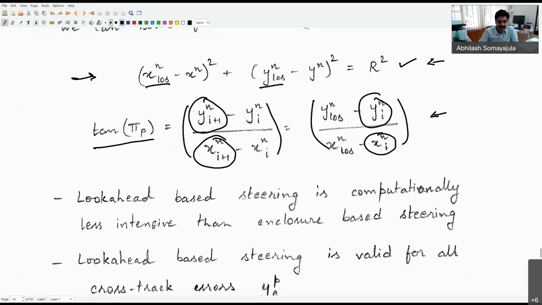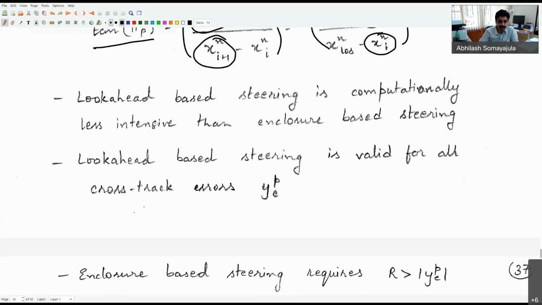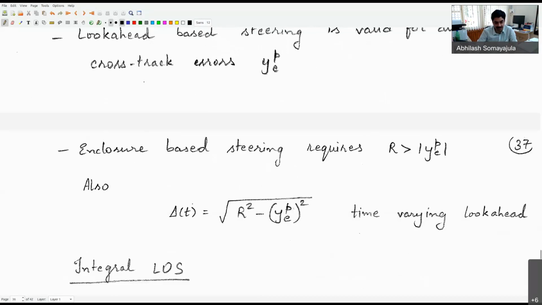Okay, and the advantage is that the look-ahead-based steering was valid for all cross-track errors. We really didn't have to worry about whether this value of radius is larger than Y_pe or not. We had our freedom to choose whatever Y_pe is. Based on that, we could come up with the guidance law. But here you have to be careful about that. So this always requires R to be greater than Y_pe.